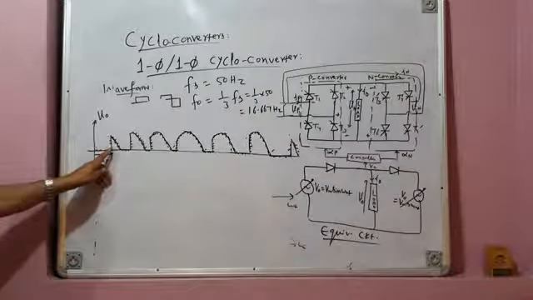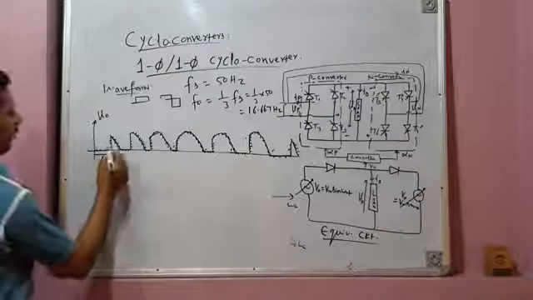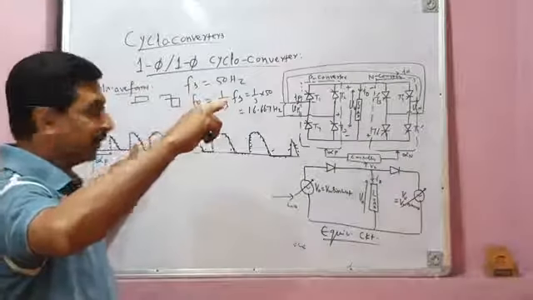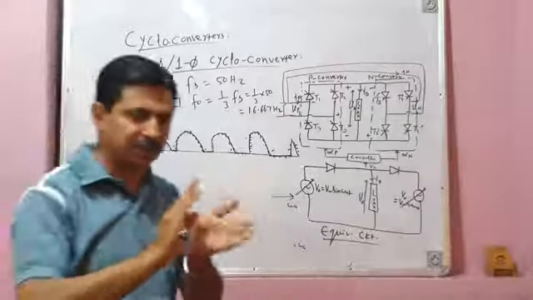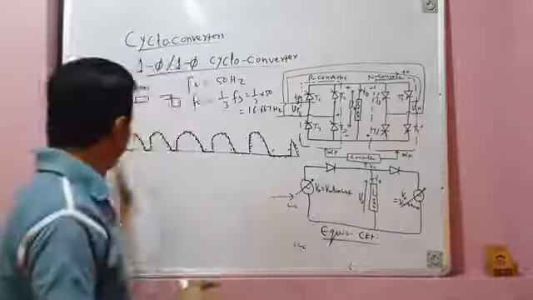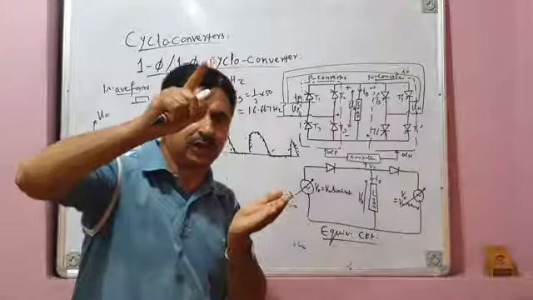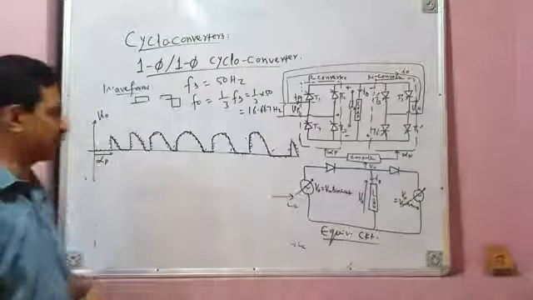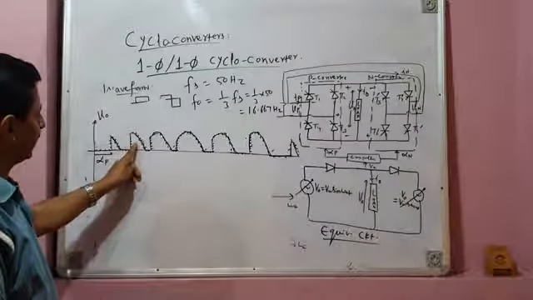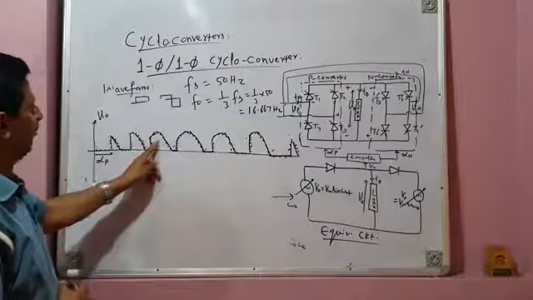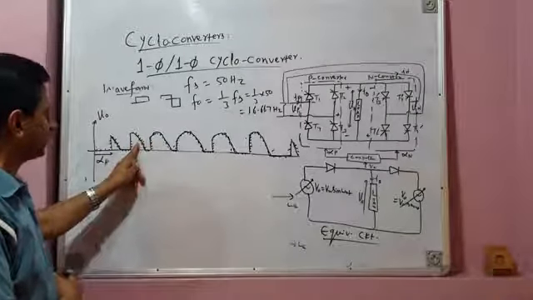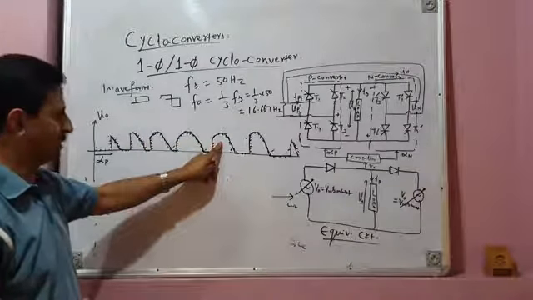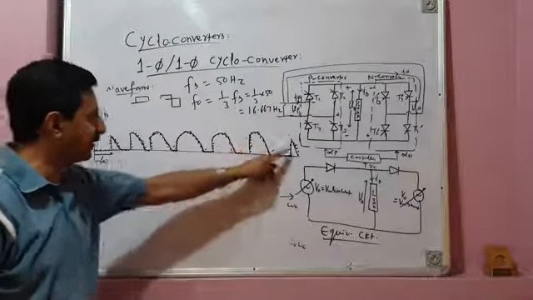Now you find the average value of this first segment. Its average value will be very small. Then you find the average value of the second segment. It will be large, but it will be varying sinusoidally. If you adjust the delay angle so that it varies sinusoidally from one half cycle to the next, your average load voltage in each half cycle will also vary sinusoidally. The average value of the second segment is higher than the first, the third is higher than this, and the average value of this voltage segment is highest of all. Then it decreases. This is less than this, and this is less than this.